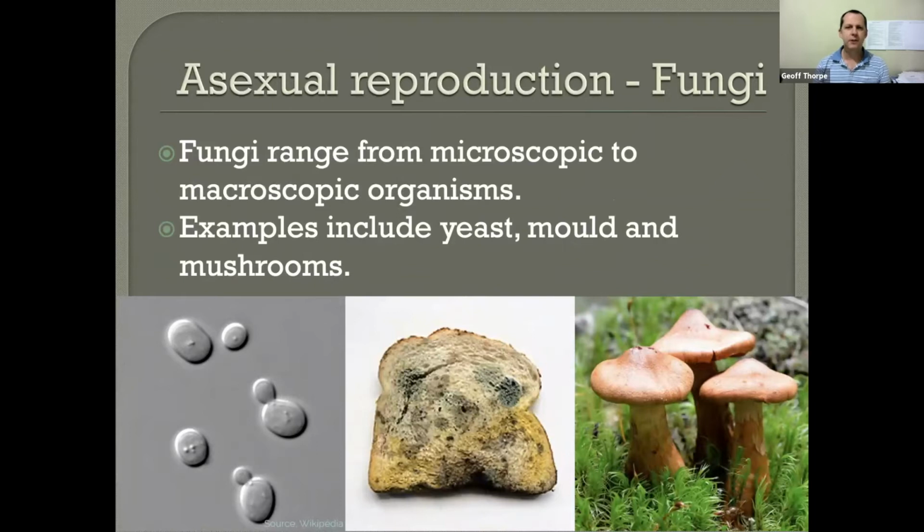So looking at asexual reproduction in fungi. Fungi can range from microscopic, single-celled, like yeast on the bottom left. They could also be mold, which is like the furry stuff you'll see growing on bread or fruit when it gets old, and mushrooms.